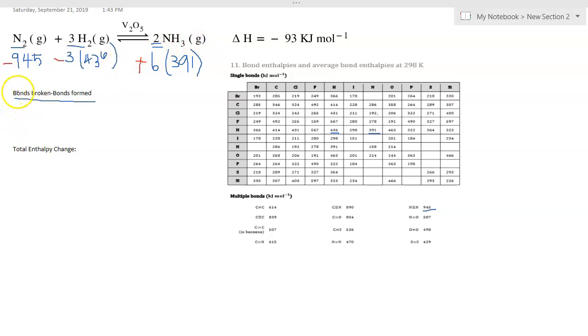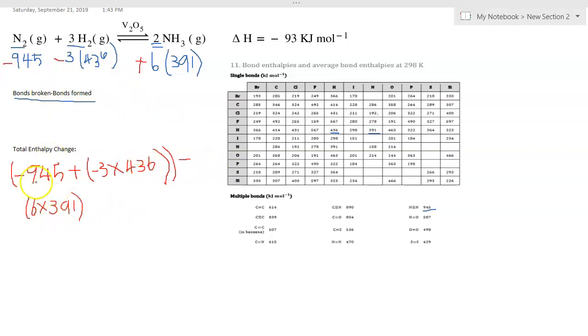So now let's use this equation to find the total enthalpy change. So we take negative 945 plus negative 3 times 436. Okay, so this is your bonds broken. And you take that and you minus your bonds formed, so 6 times 391.